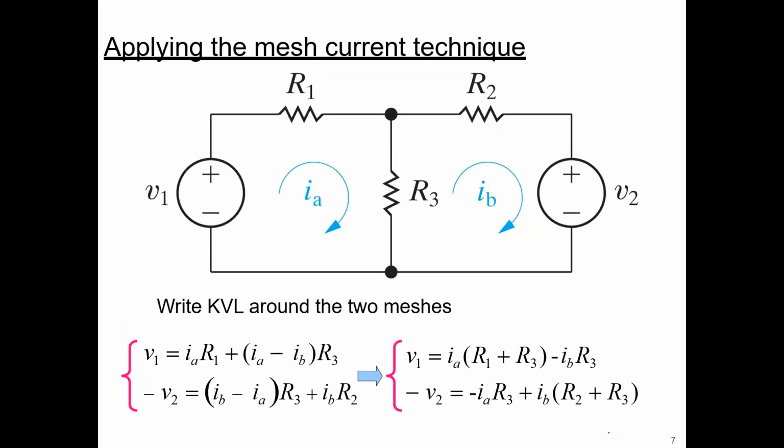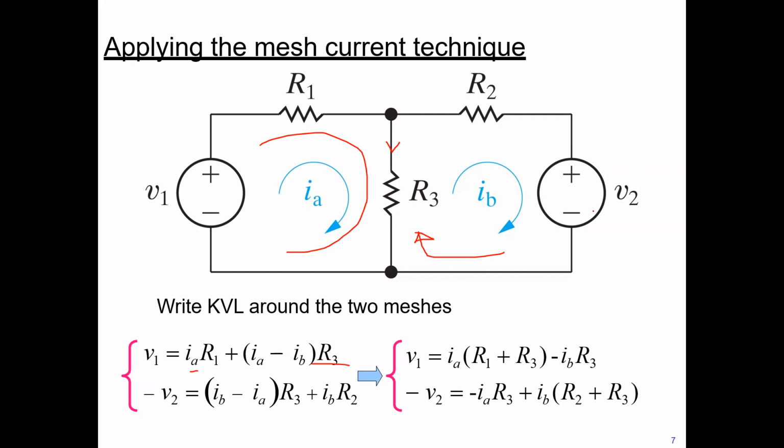If we apply the mesh current technique, what we can do is write, in the simplest way, IA times R1 plus their difference, because IA is going down and IB is going that way, so IA minus IB times R3. So this is one equation for the loop, or the mesh current IA. The other one is here.